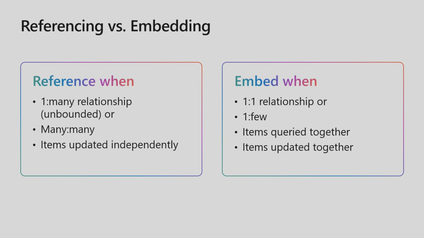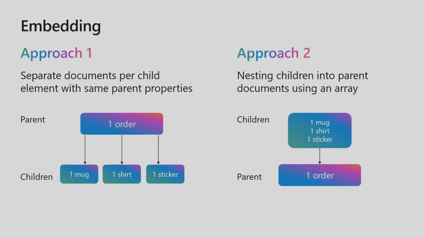In that scenario, embedding might be a good approach for us because we have a one-to-few relationship with the order and the products that a customer is choosing. We're also going to be frequently querying for the orders and products together, and this is another scenario where embedding works. Are there different ways to kind of do embedding? I'm curious, because NoSQL is so flexible in terms of how we model our data, are there other ways we can embed?